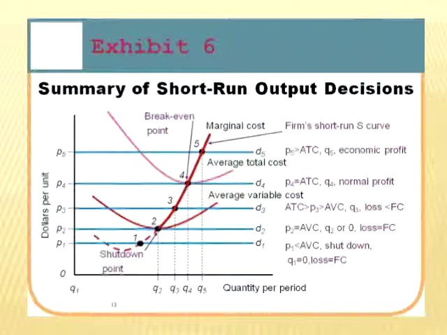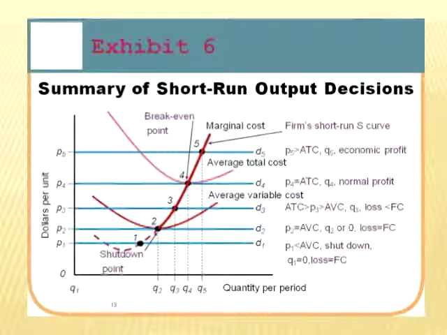At this point, we would want to shut down, because at price number 1 here, the price is below all of our costs. We're not even covering the full variable costs, so certainly we're not covering any of the fixed costs. At price number 2, this is known as a shutdown point, and it's kind of an indifference point.